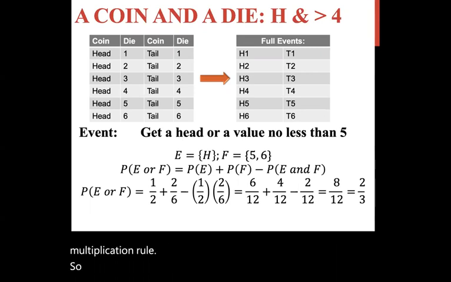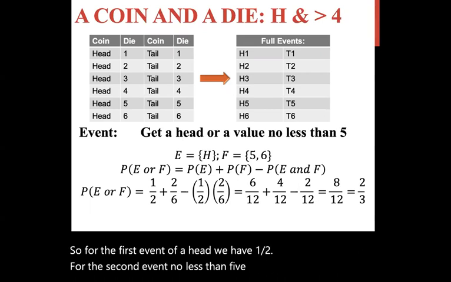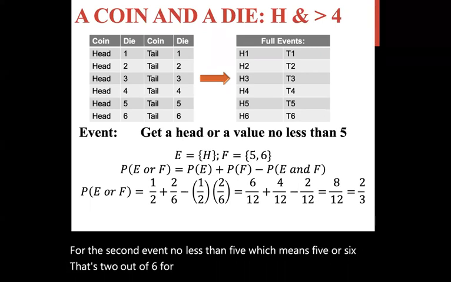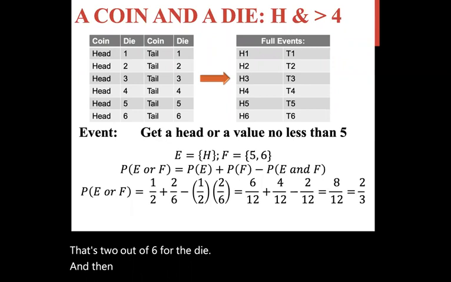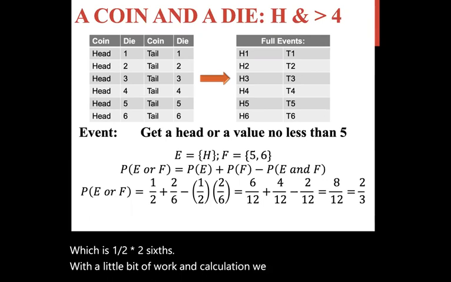So for the first event of a head, we have a 1/2. For the second event, no less than 5, which means 5 or 6. That's 2/6 for the die. And then we're going to subtract off the probability of both happening, which is 1/2 times 2/6. With a little bit of work and calculation, we arrive at 8/12, which simplifies to 2/3.